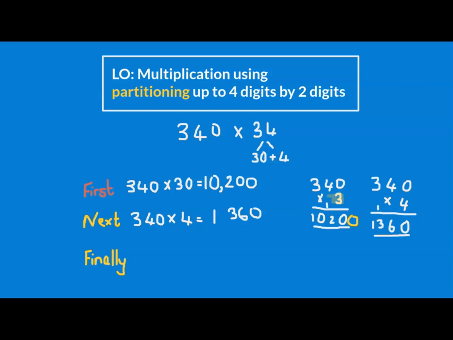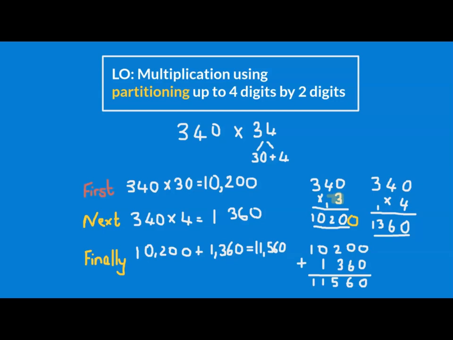Next, we just add our two products. 10,200 plus 1,360. My total is 11,560. This is actually the answer, the product to 340 times 34. Take a few moments to go through that step by step. Do you understand each part and each calculation?